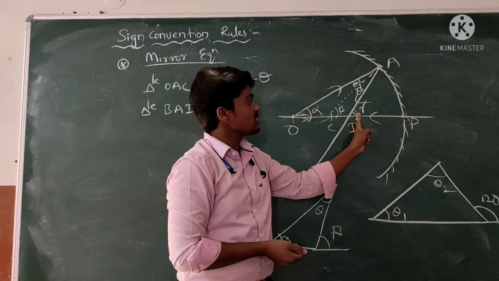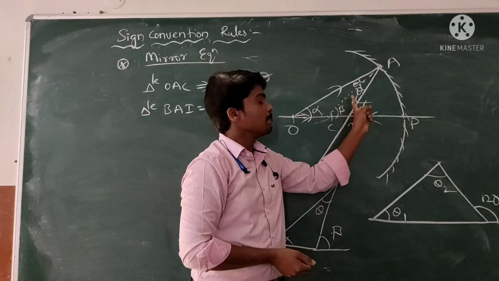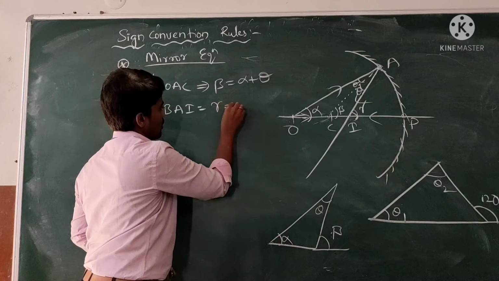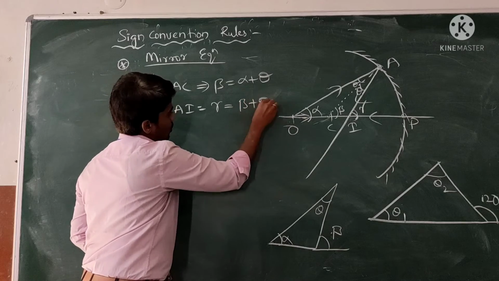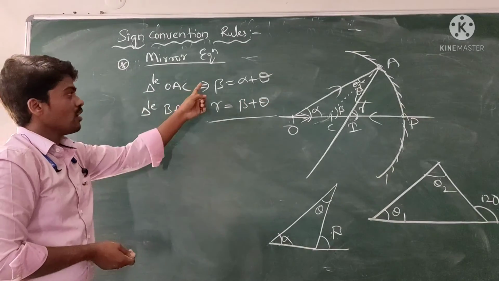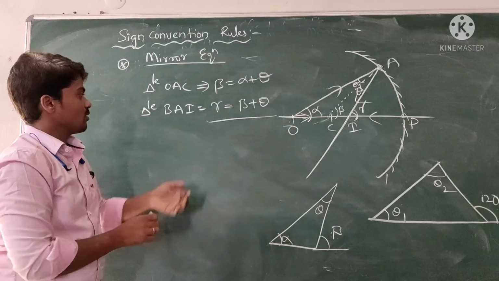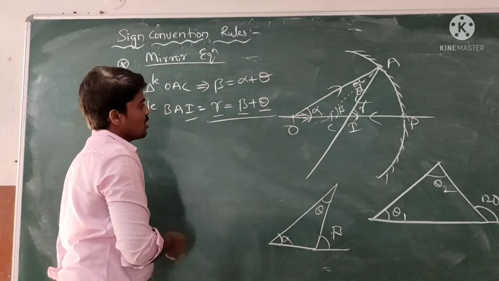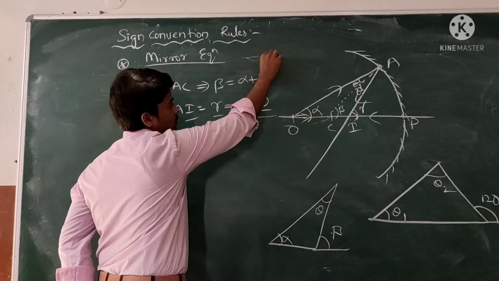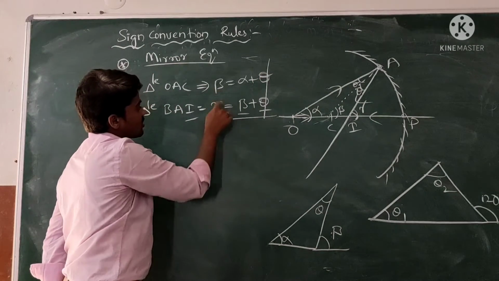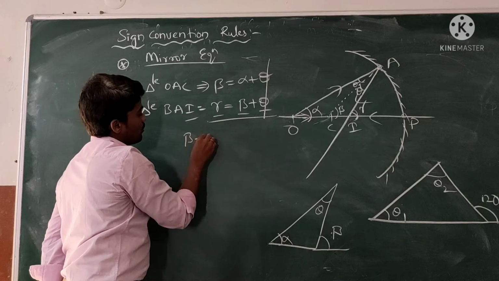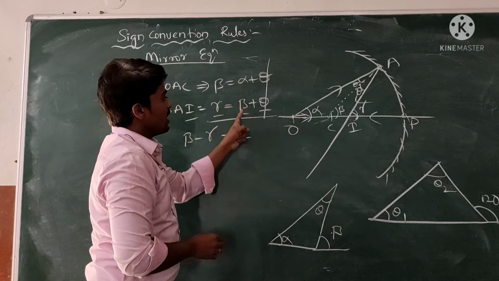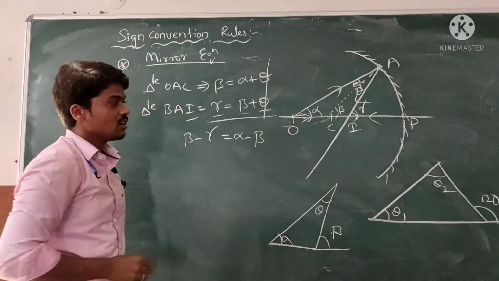Here, how much angle is there? Gamma. Gamma equals beta plus theta. Equation number 1, equation number 2. Here it is negative, minus, minus, minus. Here subtraction is there: theta minus theta is cancelled. Means here it is beta minus gamma equals alpha minus beta. Here it is alpha minus beta. Write down the equation.